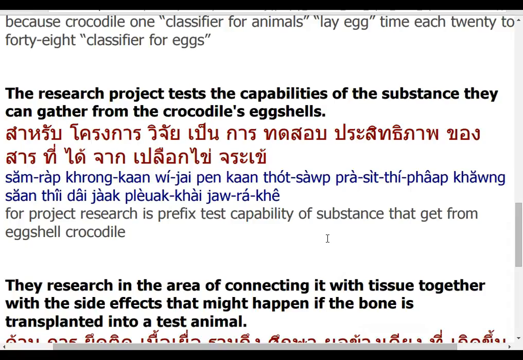Let's break it down. Project. Research is a prefix. Test. In Thai, you say for test. Capability. In Thai. Very good. So, yeah. Again, capability. Capability. One, slowly. Cape. There we go. Very good. Capability. Very good. And the Thai translation? Capability. Very good.